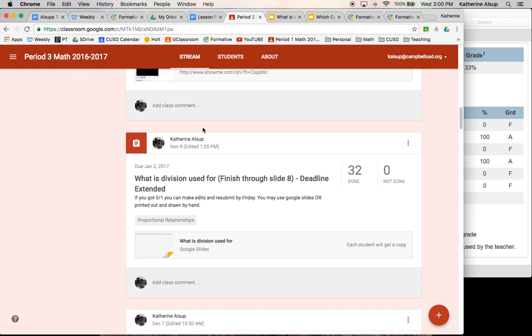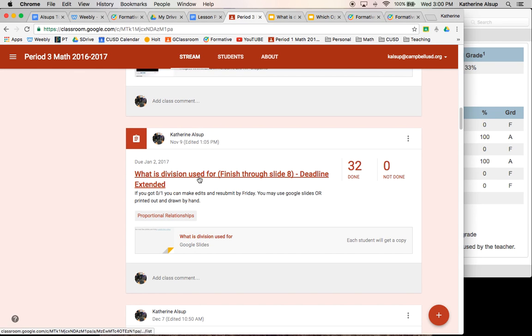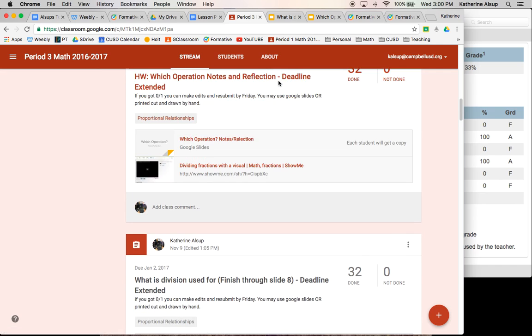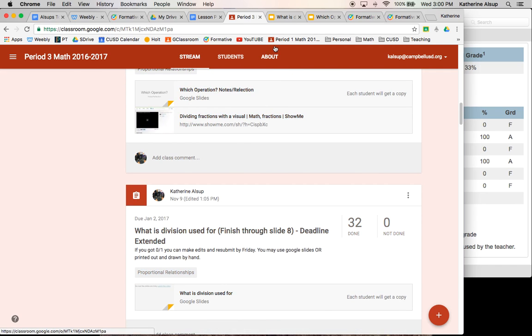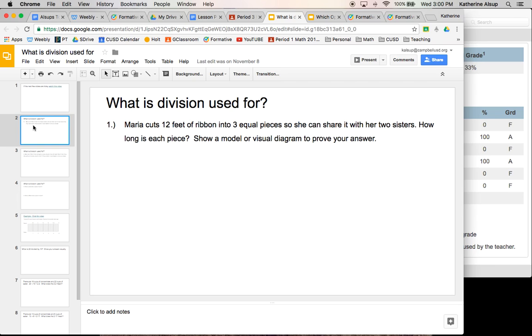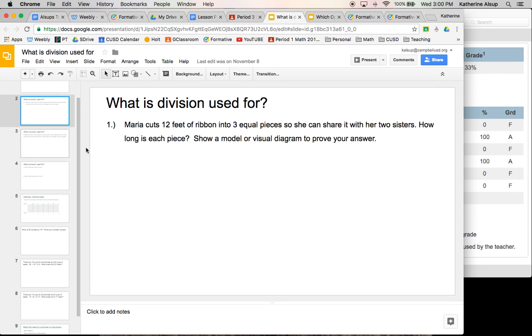So let's see. Here's what is division used for. Here is which operation. Okay, I'm going to open both of these. I'll look at what is division used for first. That's this one here. This is a video that if you are struggling with dividing, you can watch this to get extra help. We started both of these in class. We actually did this one together.